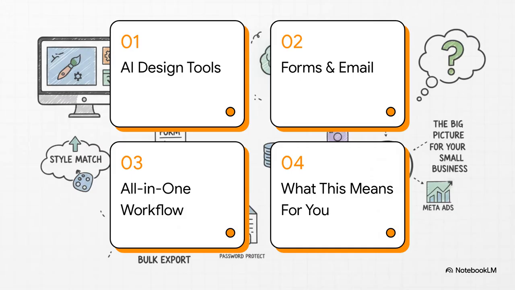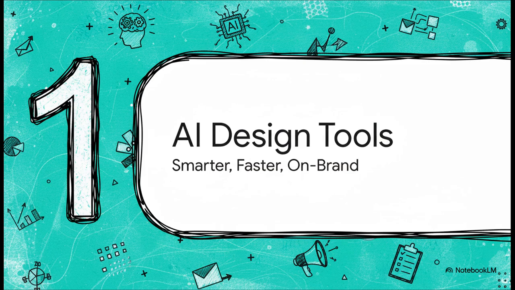So, here's the plan. We're going to look at the new AI design tools, then jump into how Canva is getting into things like forms and email. From there, we'll see how this all pulls together into one streamlined workflow, and, most importantly, what it all means for your business. Okay, so let's start with what you already know and love Canva for, making awesome graphics. Except now, it's about to get way, way easier and a whole lot more consistent for your brand.